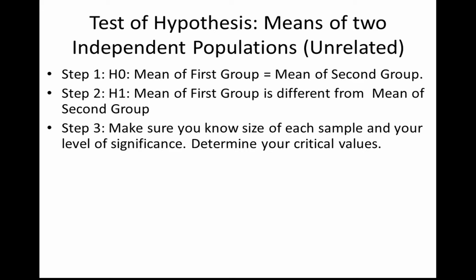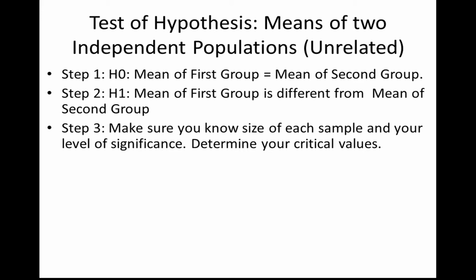Then I go to the third step. I've got to make sure that I know the size of each sample. Remember, the size of each sample in this case is 15. So I can determine my degrees of freedom. In this case, it would be 15 plus 15 minus 2, which gives me 28.